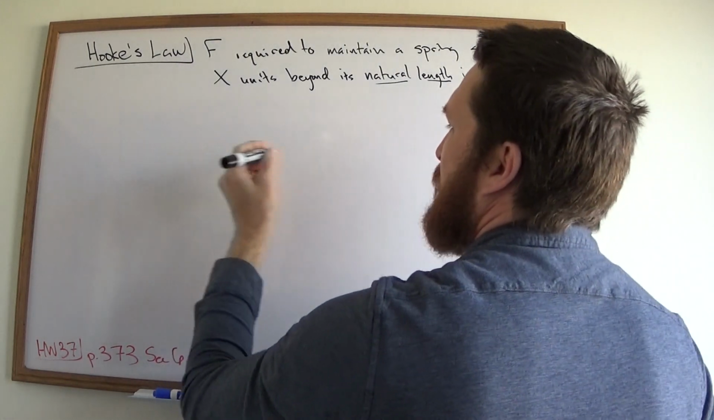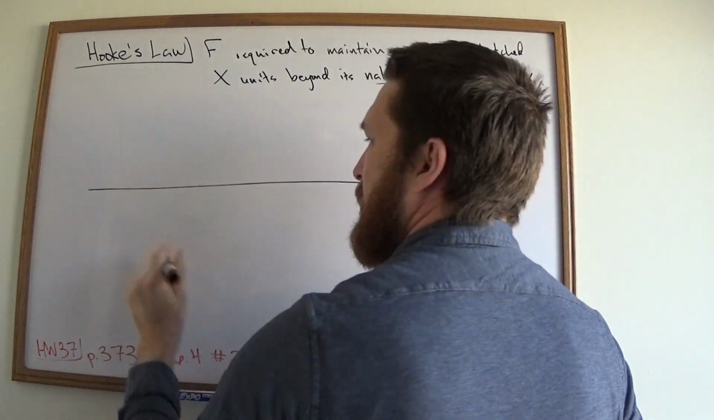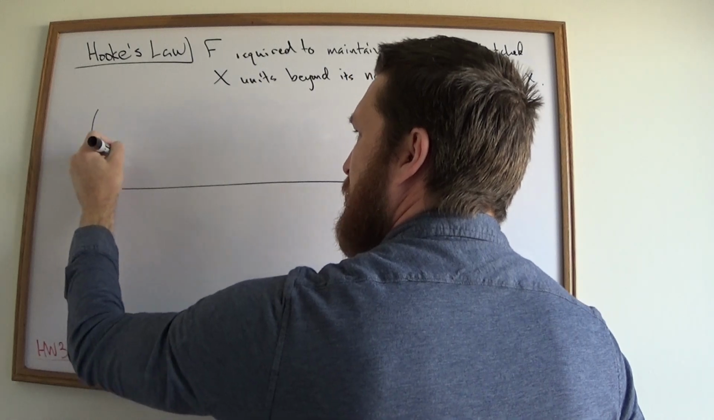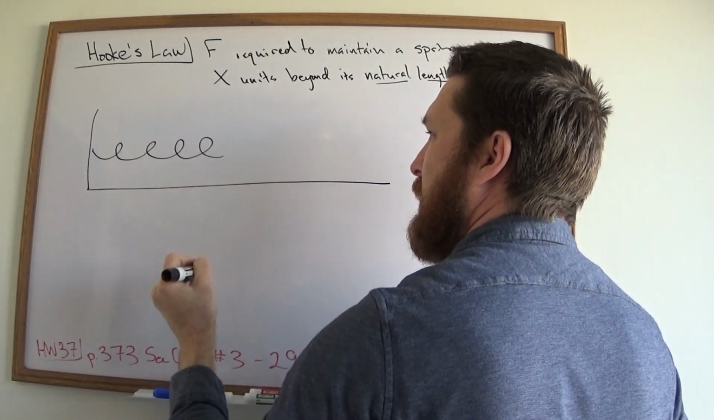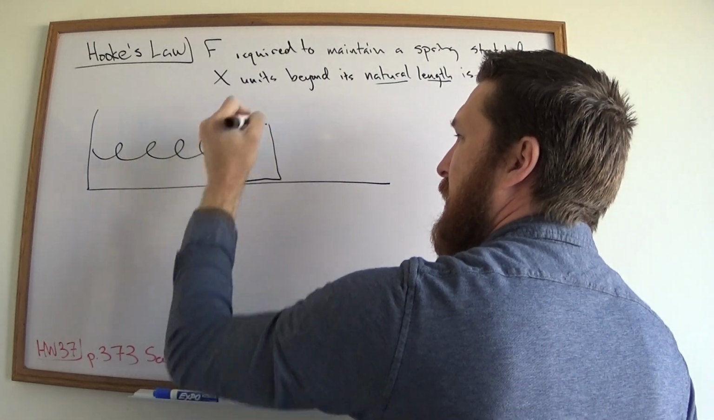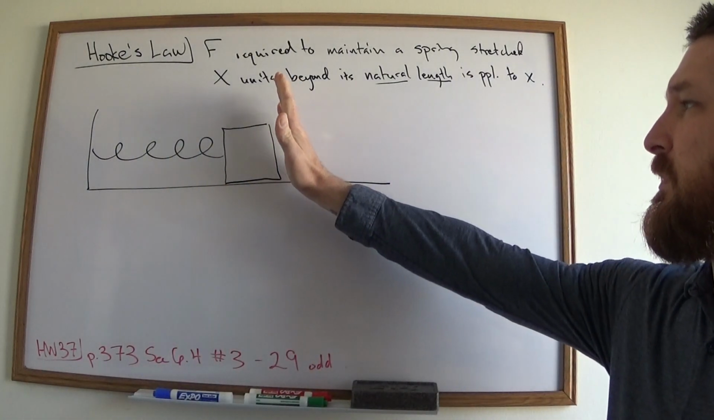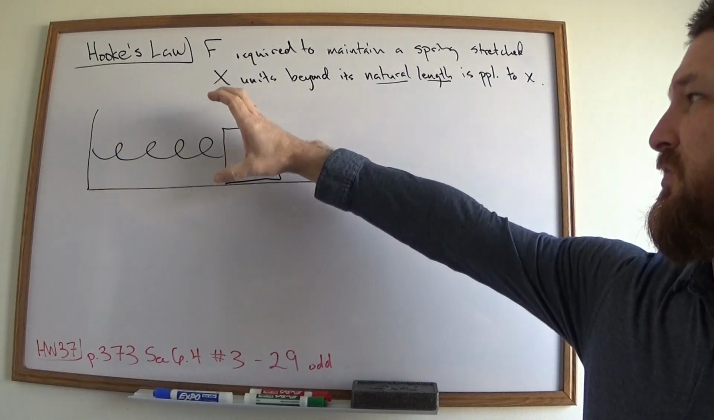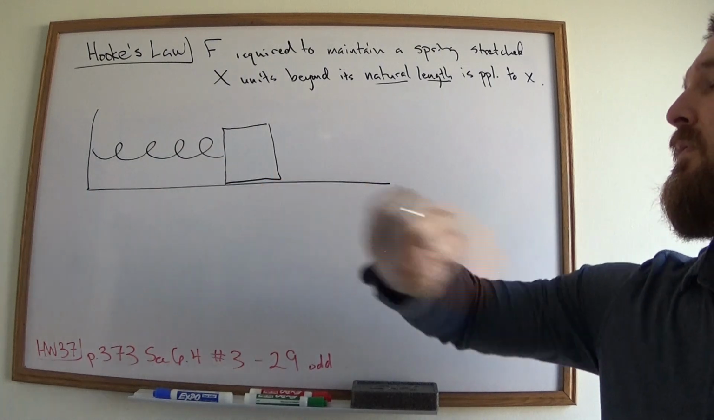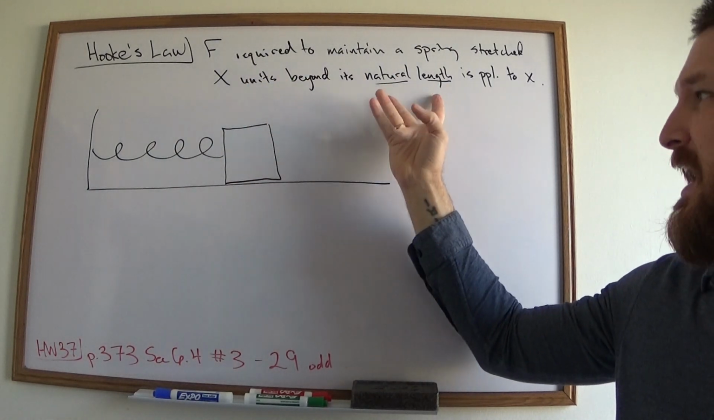So let's imagine a spring. Here's a flat surface, here's a wall, and here's a spring. And let's imagine a mass on that spring, some kind of box or something. Now we're going to imagine that this spring could be pushed this way, or it could be stretched this way. Right now, it's not moving. This is its natural length.